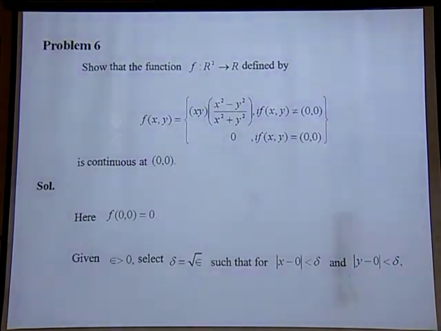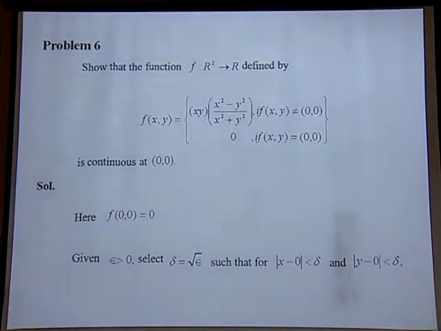Now, next take up another problem of continuity. Show that the function f from R square to R defined by f of x y is equal to x y times x square minus y square over x square plus y square if x y is not equal to 0 0, and it is equal to 0 if x y is equal to 0 0, is a continuous function. Now, here the value of the function at 0 0 is 0, given. So, we want to prove that modulus of f of x y minus f of 0 0 is less than epsilon for modulus of x minus 0 less than delta, modulus of y minus 0 less than delta.